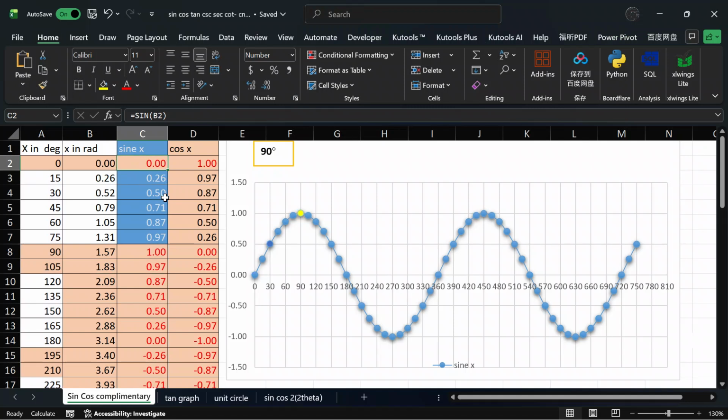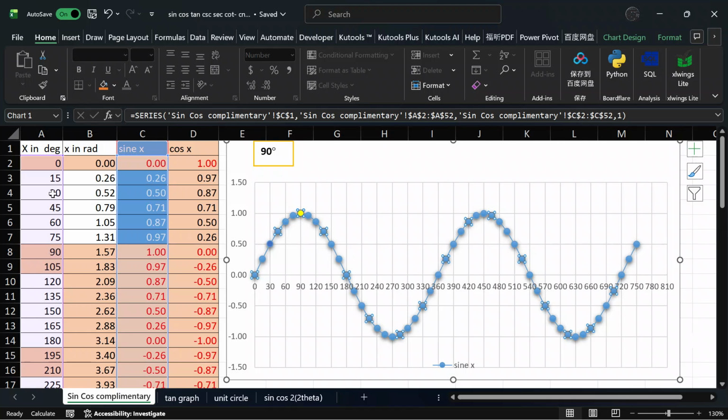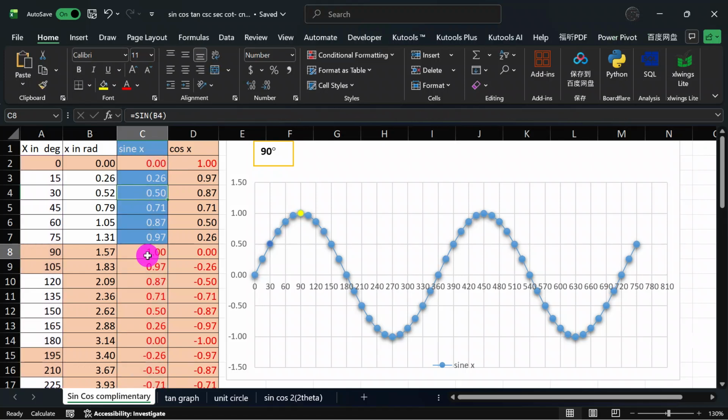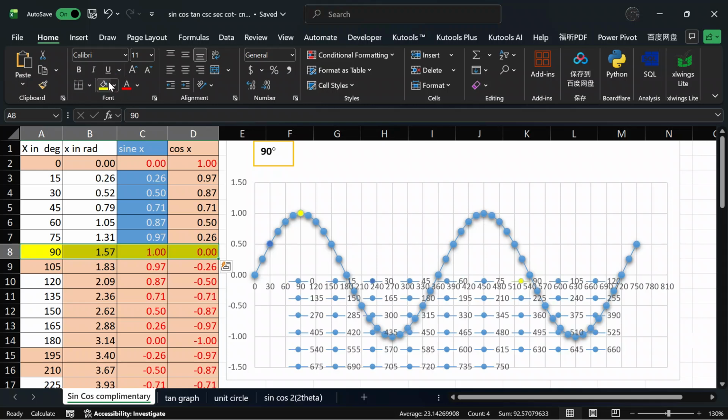Previously I used the sine and cosine to form a whole circle because we were not using the degrees as the axis. On the contrary, we were using x and y. X is represented by the cosine value and the sine value is represented by the y value. So in this case we are using the degrees as the x and the sine as the y. That's why you can see at 90 degrees at this spot you have a yellow dot.